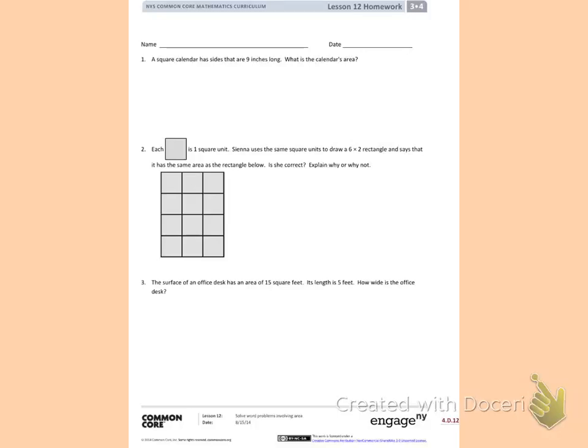Module 4, Lesson 12's objective is to solve word problems involving area. Item 1. A square calendar has sides that are 9 inches long. What is the calendar's area?